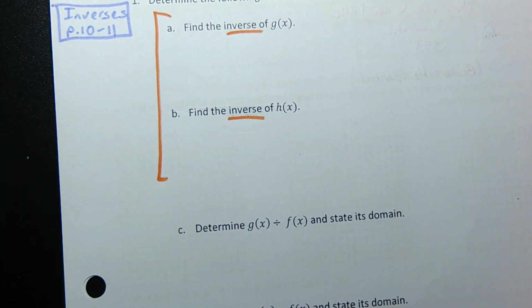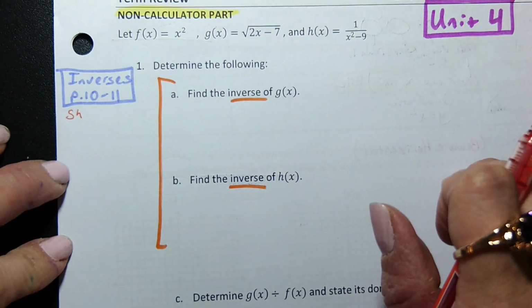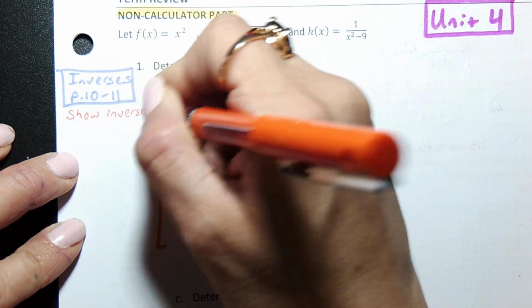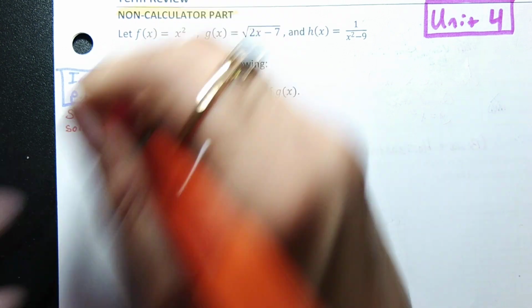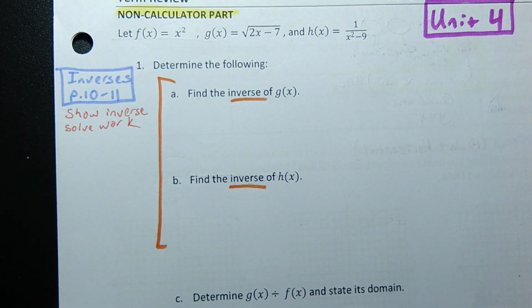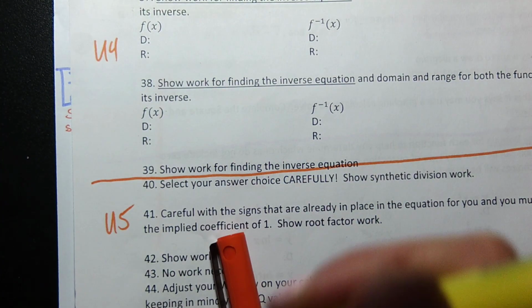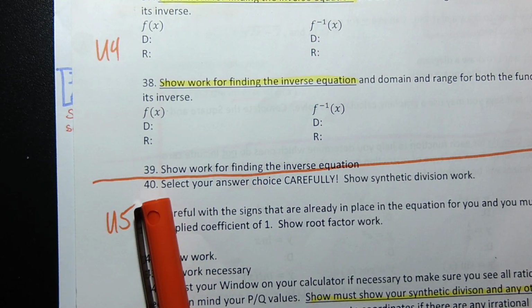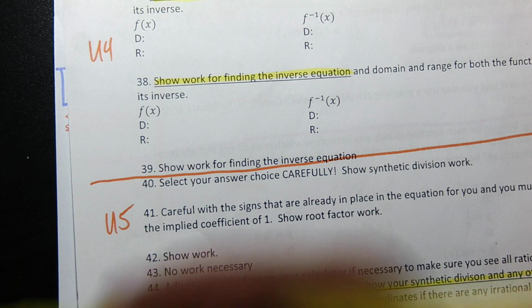And on the test, you will need to show your inverse solve work, which you can see on the MyMathLab term review. We got to show the work for finding the inverse equation on 37 and 38. And then state the domain and range for both the function and its inverse. Folks, I would put stars by these 2.